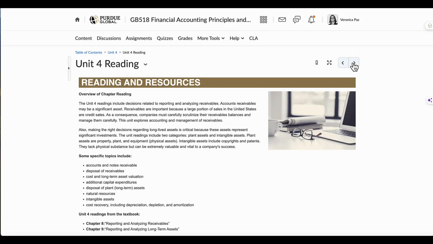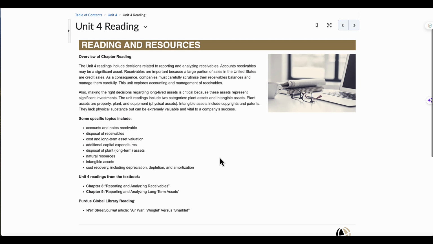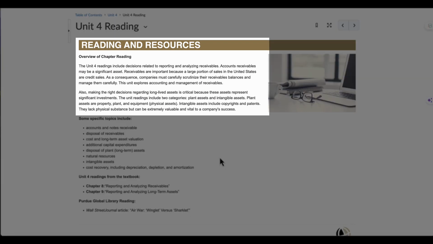Now, as we progress through the unit, we move on to our Unit 4 readings, and basically these readings are going to include decisions related to reporting and analyzing receivables. Accounts receivable is usually a significant asset on our balance sheet. Receivables are important because a large portion of sales are credit sales. As a consequence, companies must carefully scrutinize their receivables balance and manage them carefully. And this unit provides the accounting and management of receivables.